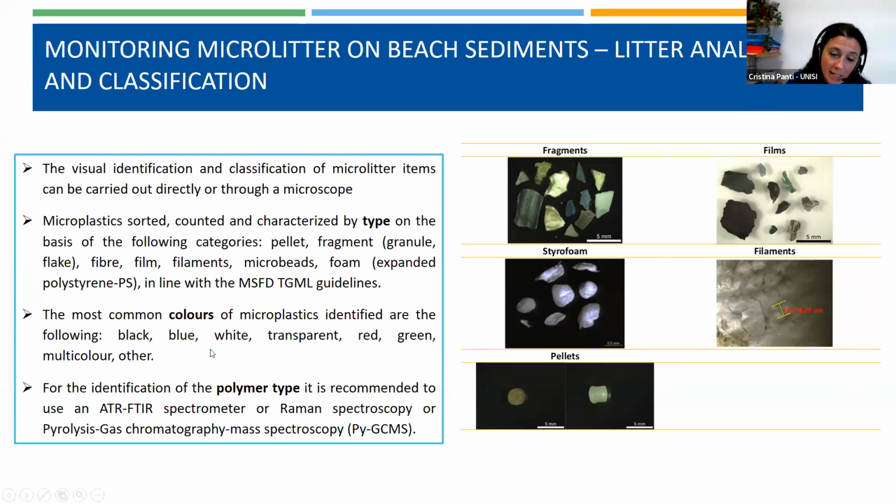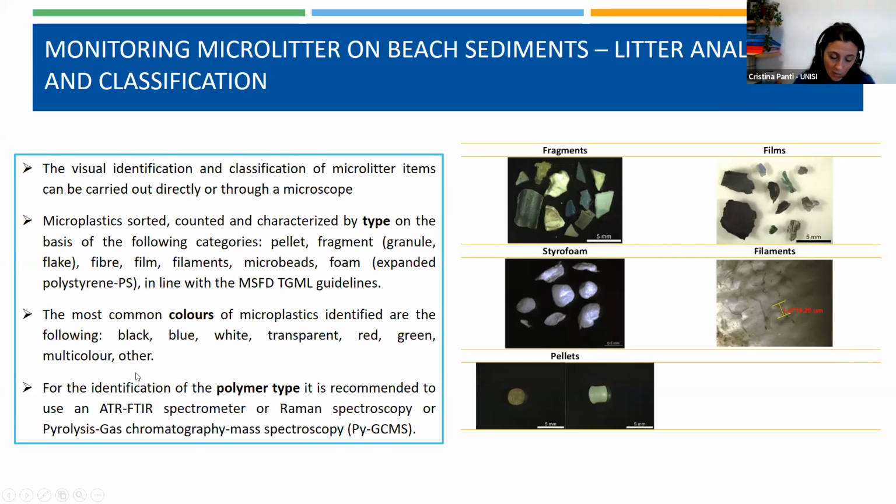Then you can classify the microplastics according to colors. Usually the colors used are black, blue, white, transparent, red, green, and multicolor. And since colors have a wide range of shades and different colors can be interpreted differently by different people, like light blue and dark blue, for instance, the different colors can also be grouped as other.